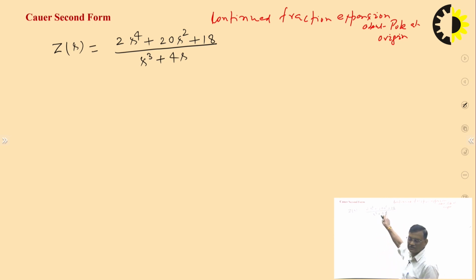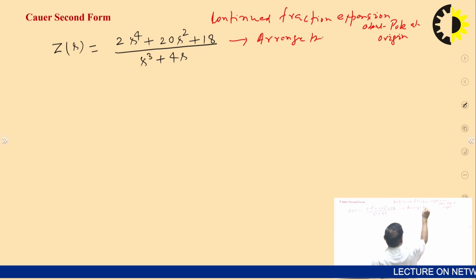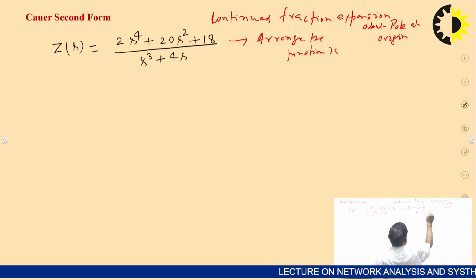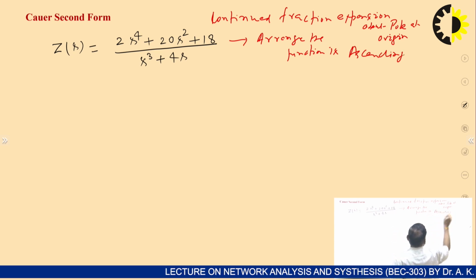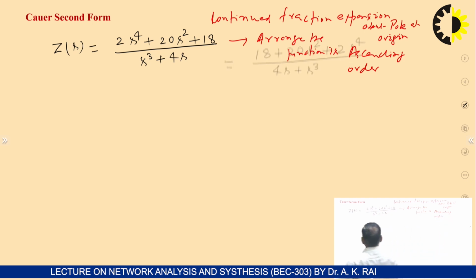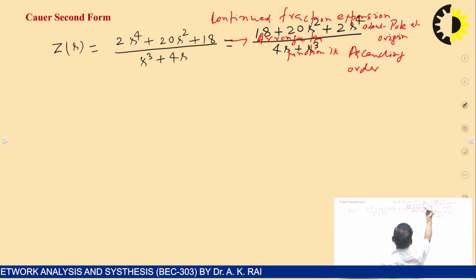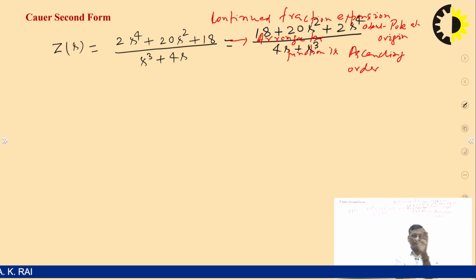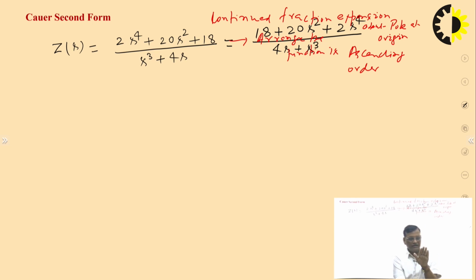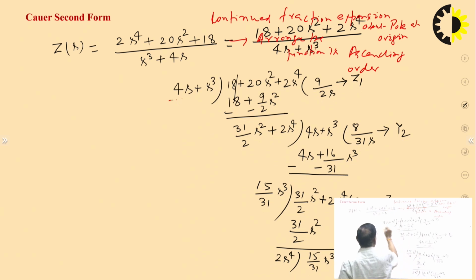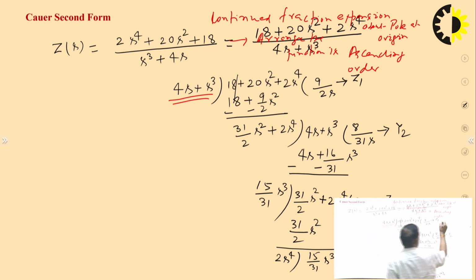This function has a pole at origin, s equal to 0. So what we have to do is arrange this function in ascending order. So this is 18 plus 20s squared plus 2s to the power 4, and 4s plus s cubed. So the first step, if we are going for Cauer second, remember, is to arrange the polynomials in ascending order and then carry out the continued fraction expansion. So that is the long division. Again, this is the division, and this is the impedance.